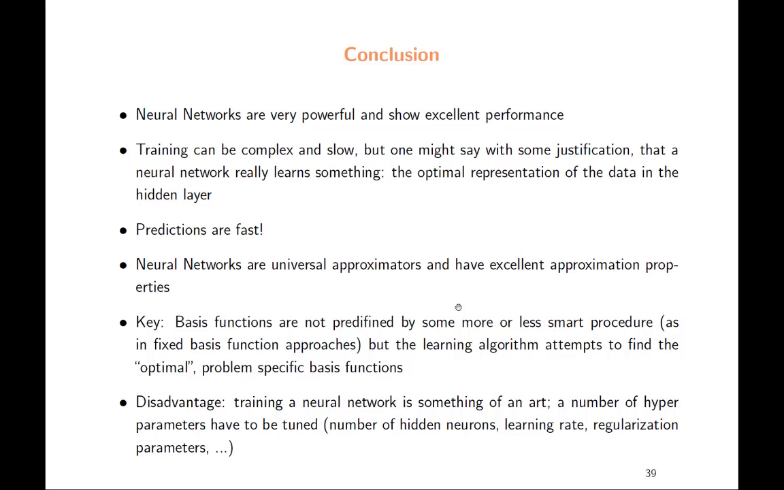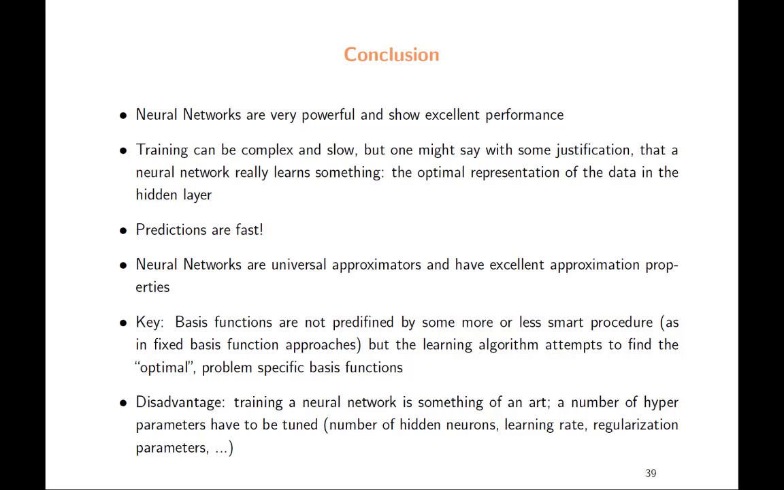So neural networks are very powerful and show excellent performance. The training procedures can be complex and slow. Of course, with modern computers, it's faster than in '86 when they invented this, when it took like weeks to even train a simple problem.